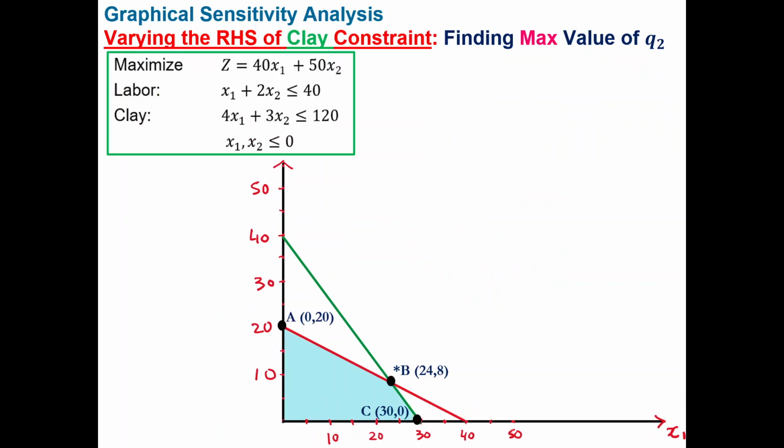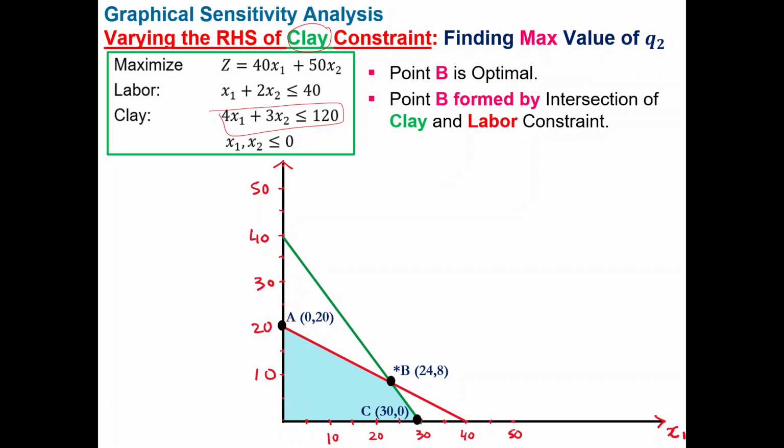Now we'll find the sensitivity range of the clay constraint. This is our clay constraint, 4x1 plus 3x2 less than or equal to 120. The procedure is the same, I'm just repeating it again. Point B is the optimal. Point B is found by the intersection of the clay and labor. So when we increase the right hand side of the clay constraint, again the optimal point should be found between the labor and the clay constraint. Both constraints are binding, that is, slack is 0.